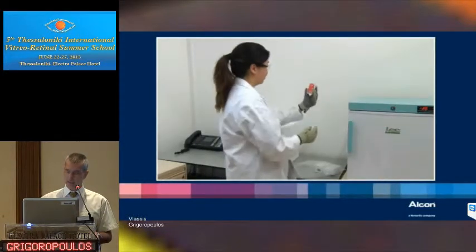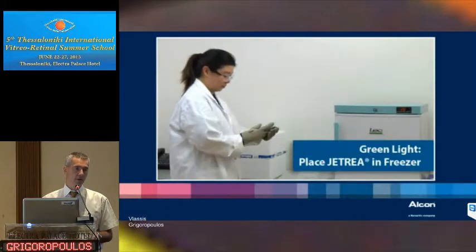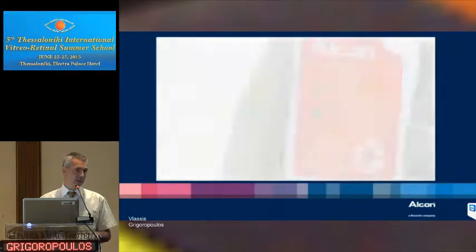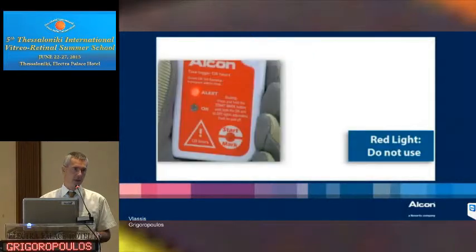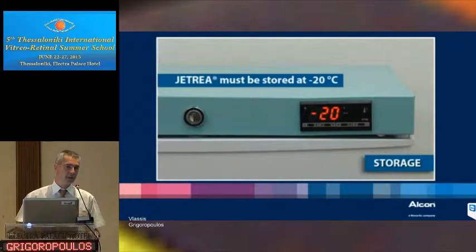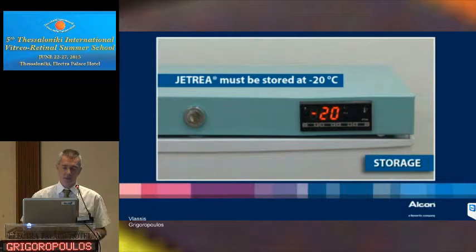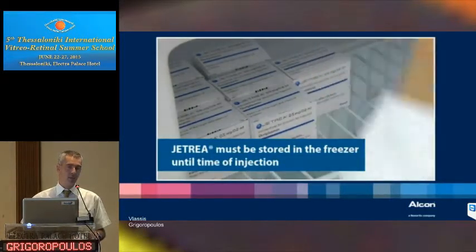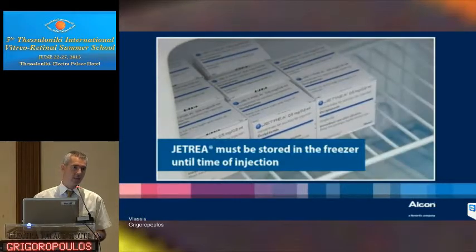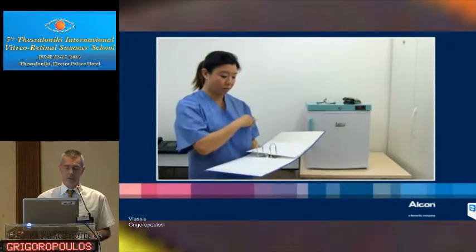As you see, inside there is that indicator. This indicator needs to be green when you receive it. When it's green, it means that the temperature inside the box has been at -20 degrees the whole time it has been in the box, and you can use it. If it is red, it means that at some point the temperature went above -20 degrees, and then the drug might not work and you have to return it back to the company. The drug needs to be preserved in a freezer at -20 degrees Celsius at all times. You take it out only when you're planning to use it for your surgery.